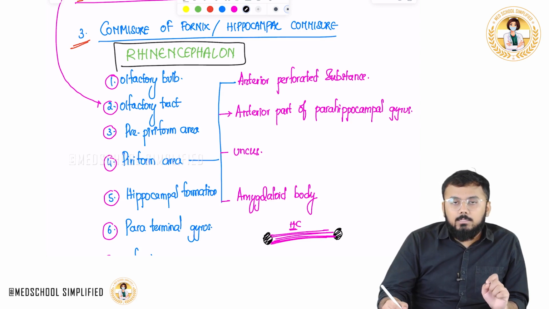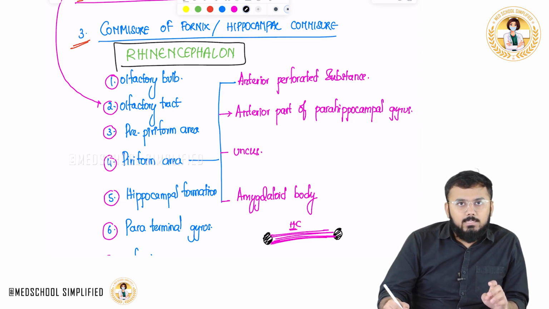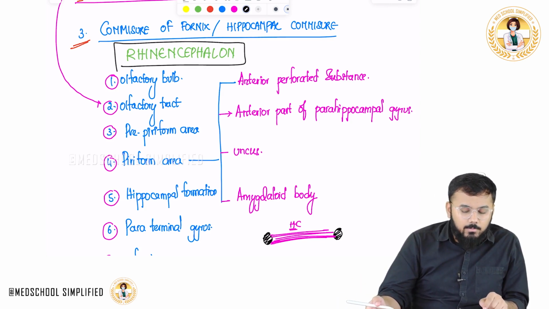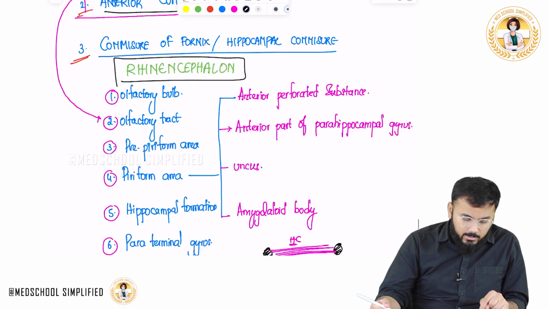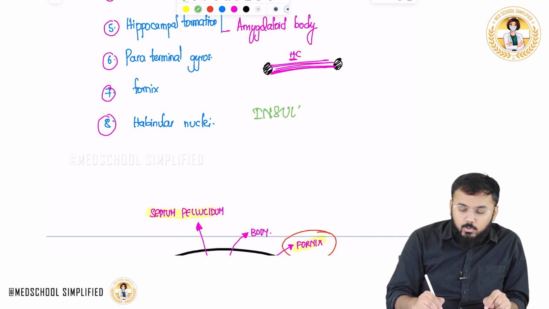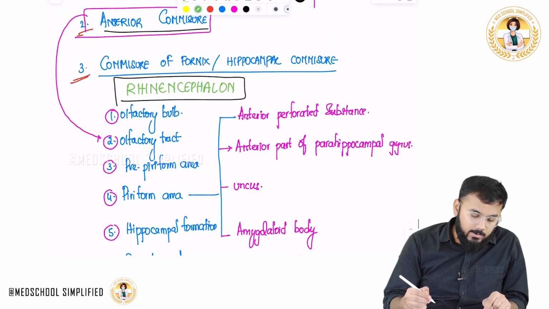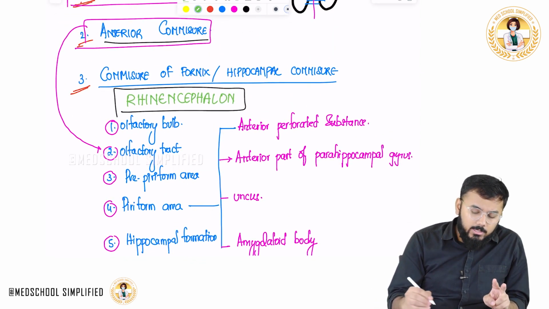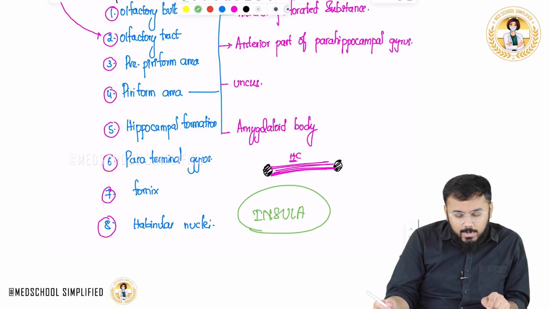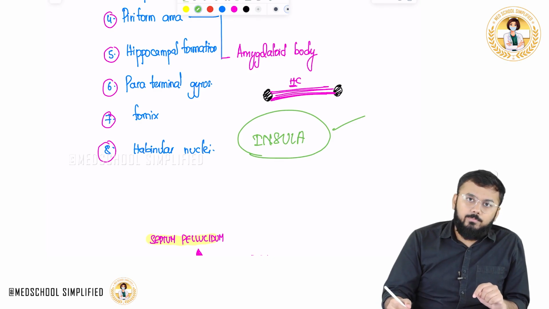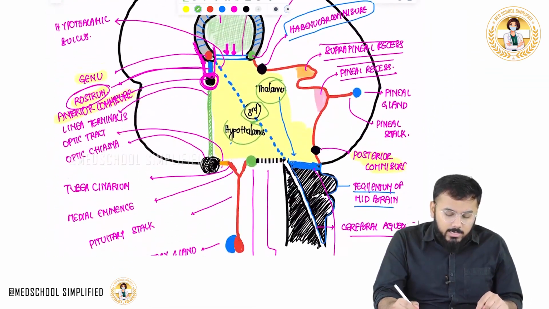So can I tell it like this: the structures of the rhinencephalon on the right cerebral hemisphere are connected with the structures of the rhinencephalon on the left cerebral hemisphere with the help of the anterior commissure, right? The second important thing is the insula. All of you know what the insula is, right? So the insula on the right and left is connected with the help of the anterior commissure. So the anterior commissure is connecting 2 important things. One is the rhinencephalon, with its 8 parts, and the next important thing is the insula. These are the important structures, guys.